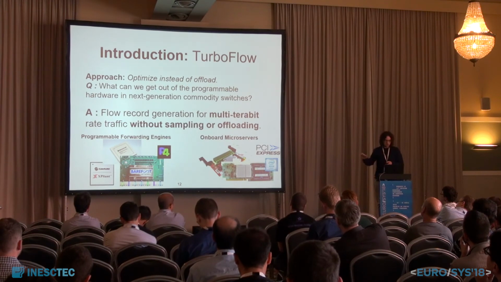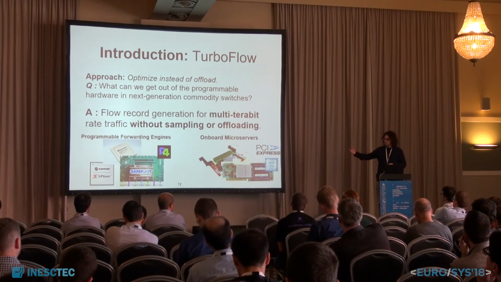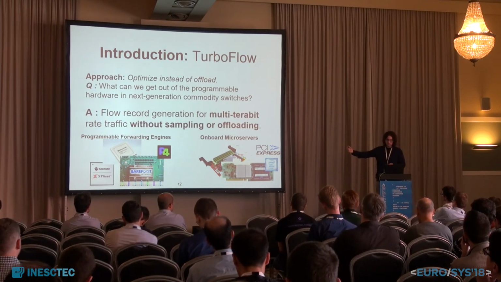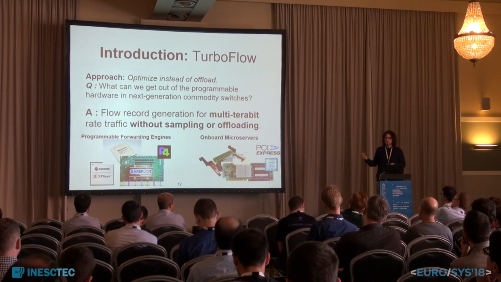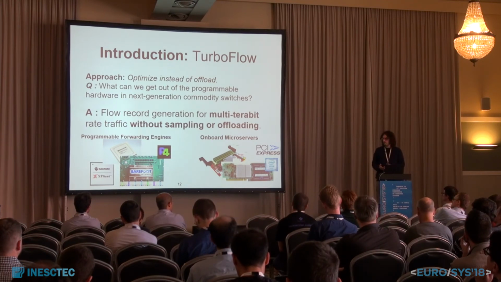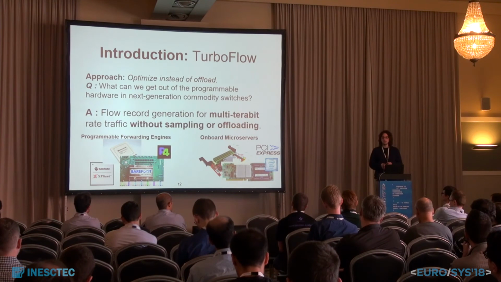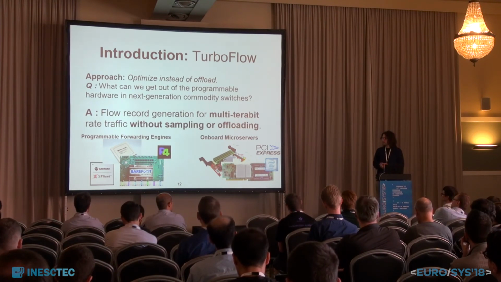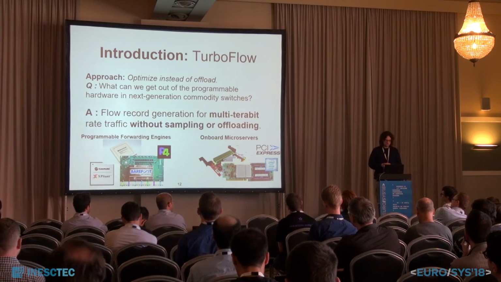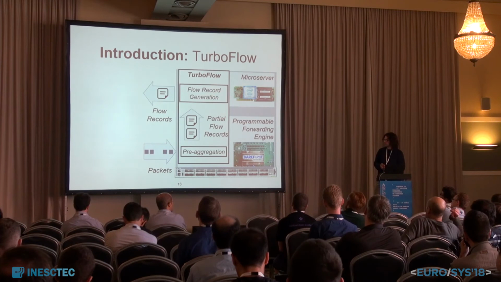And so the hardware makes it possible, but it doesn't necessarily make it easy. If you think about either of these components, neither of them can support flow record generation by itself. The forwarding engines are more flexible, but you still can't do all of the complex logic required to generate flow records in the forwarding engine itself. The switch CPUs have more features, but they still don't have the throughput necessary to generate flow records at terabit rates on their own. And so the challenge with TurboFlow is basically two things.